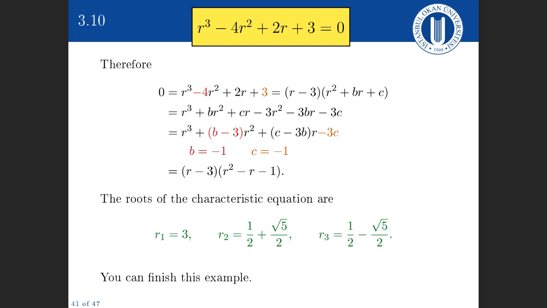It's reasonable to guess that if you were given a question like this in an exam, then at least one of the roots would be an easy number. Maybe all 3 are easy numbers, but at least one of them must be an easy number. I'm not going to finish this example. I'm going to leave this for you to finish. Now that you know the roots, you could write down the general solution to this differential equation.